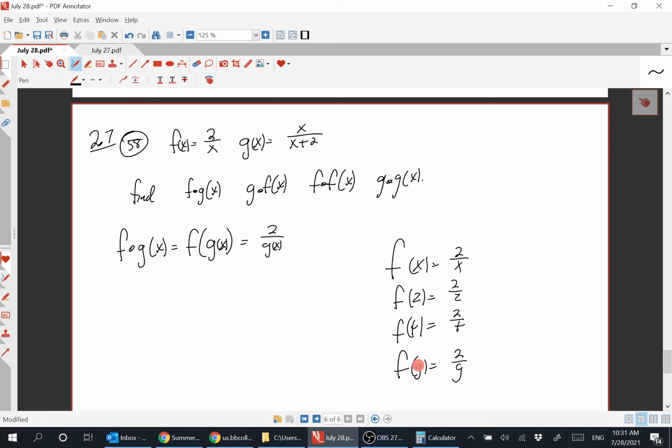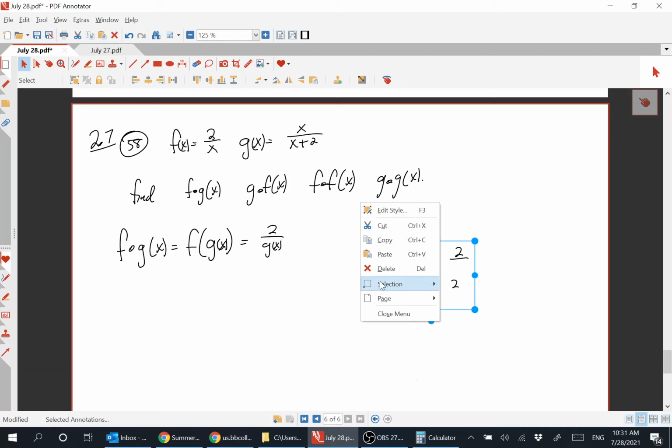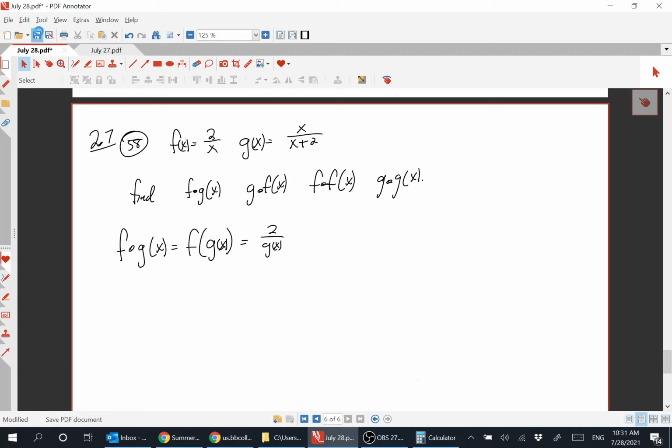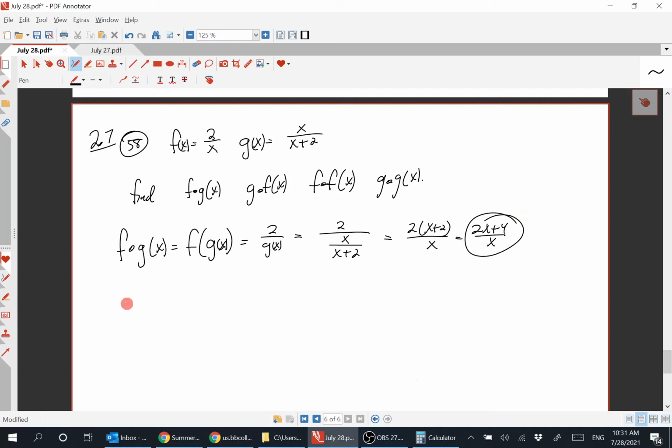But we also have this other symbol right next to it, which is fine. So what was g of x? g of x is x over x plus 2. So this becomes 2 over x over x plus 2, which is 2x plus 2 over x, so 2x plus 4 over x. So that would be f following g.